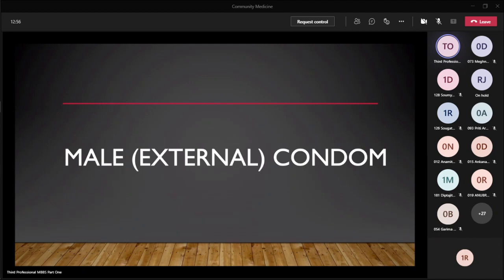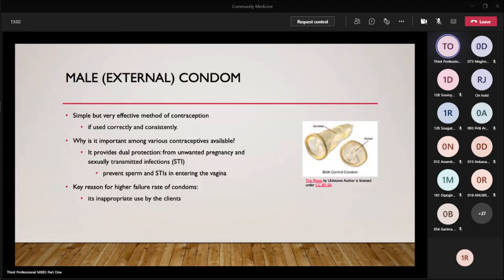Now, regarding the male condom, this is what we mean as external condom. They are a very effective mode of contraception, and should be used correctly and consistently. Why is it important among various contraceptive methods? Because it can provide dual protection. It protects from unwanted pregnancies and also sexually transmitted infections. The key reason for high failure rate is inappropriate use by the clients. So appropriate use is important.